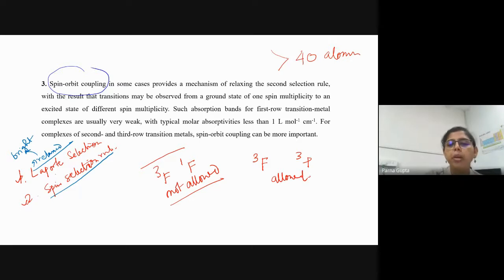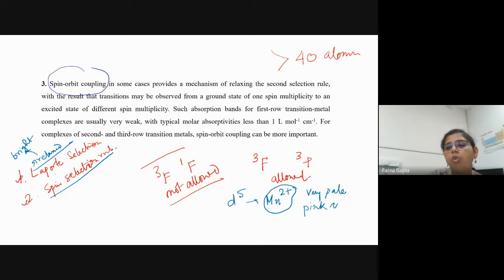So if you remember the d5 system, Mn2+ is a d5 system, right? In a d5 system, whatever transition you take, the spin remains the same, and then it is a very pale color, very pale pink color, if you remember.